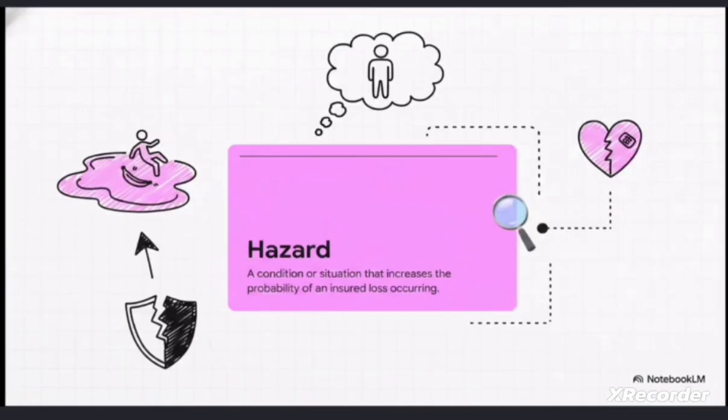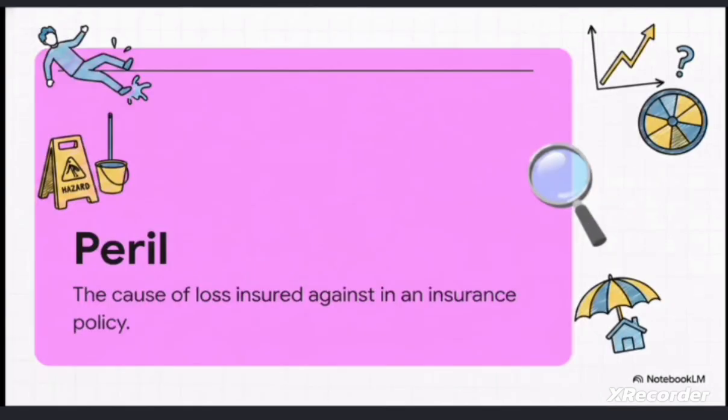Now, let's build on that. What's a hazard? A hazard is anything that makes that loss more likely to happen. So a wet floor doesn't mean you're definitely going to fall, but it sure does increase the chances, right? That's a hazard. In the insurance world, this could be a physical thing, like faulty wiring in a house, or even a behavioral thing, like being a careless driver. And that leads us to the last piece of this little trio, the peril. The peril is the thing that actually causes the loss. So if the wet floor is the hazard, the peril is the act of slipping and falling. See how they connect? Risk is the chance it could happen, the hazard makes it more likely, and the peril is what actually does the damage.